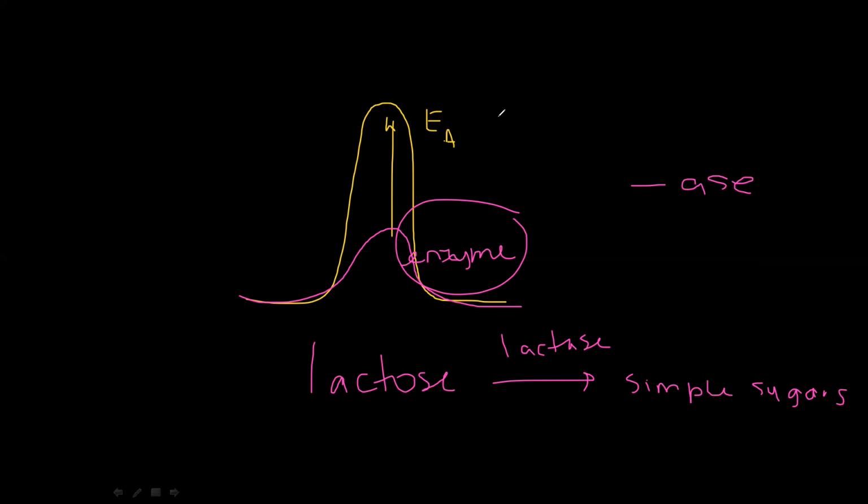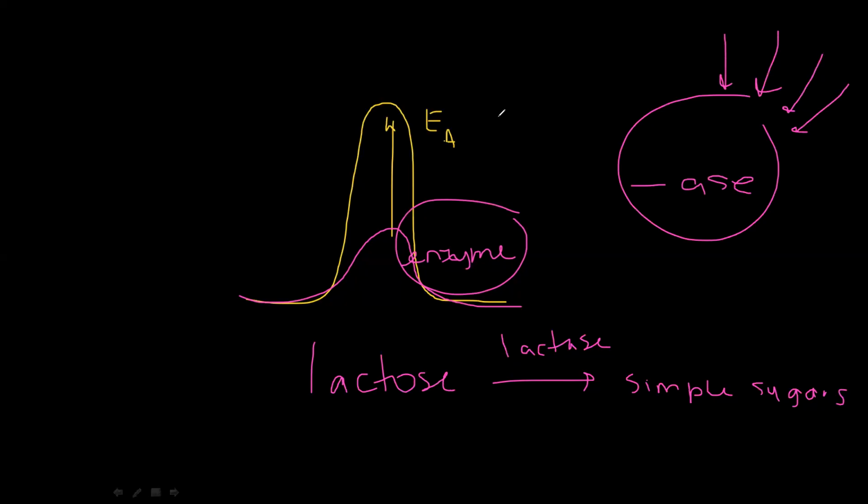You may hear about lipase, which is going to be useful for breaking down fats, or we'll talk about catalase. We'll talk about protease, which helps to break down proteins. Usually the enzymes end in ase. So if you see ase at the end, more than likely it's a protein.